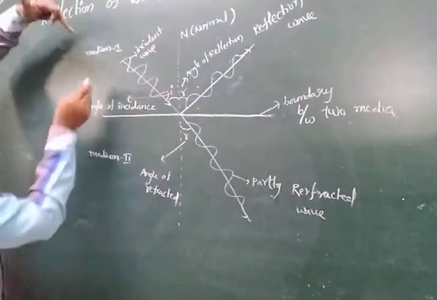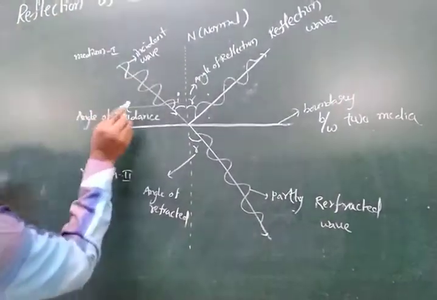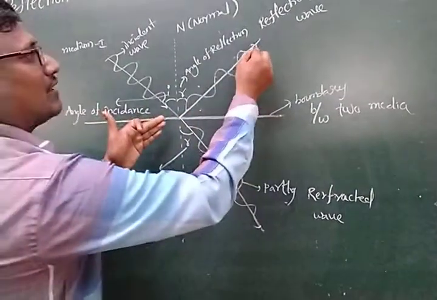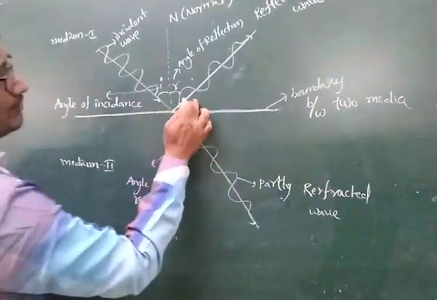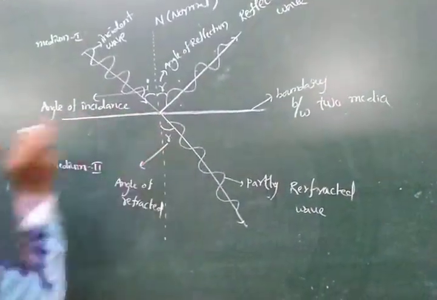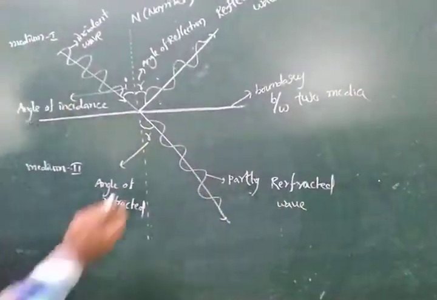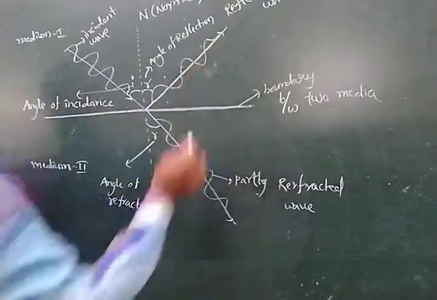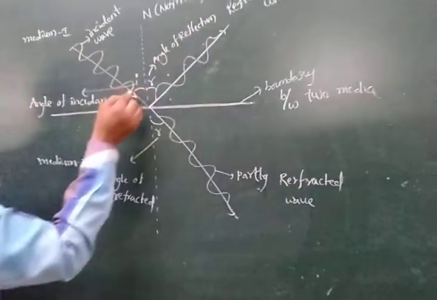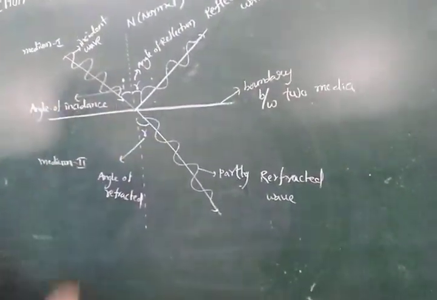Now we are observing that when a light wave is traveling in the first medium and is incident on this plane boundary, some part can be returned back in the same medium. Some part can enter into the other medium. The part that enters the other medium is called the refracted wave. The part that goes back into the same medium is called the reflection of the wave. The angles are called the angle of reflection and the angle of incidence.